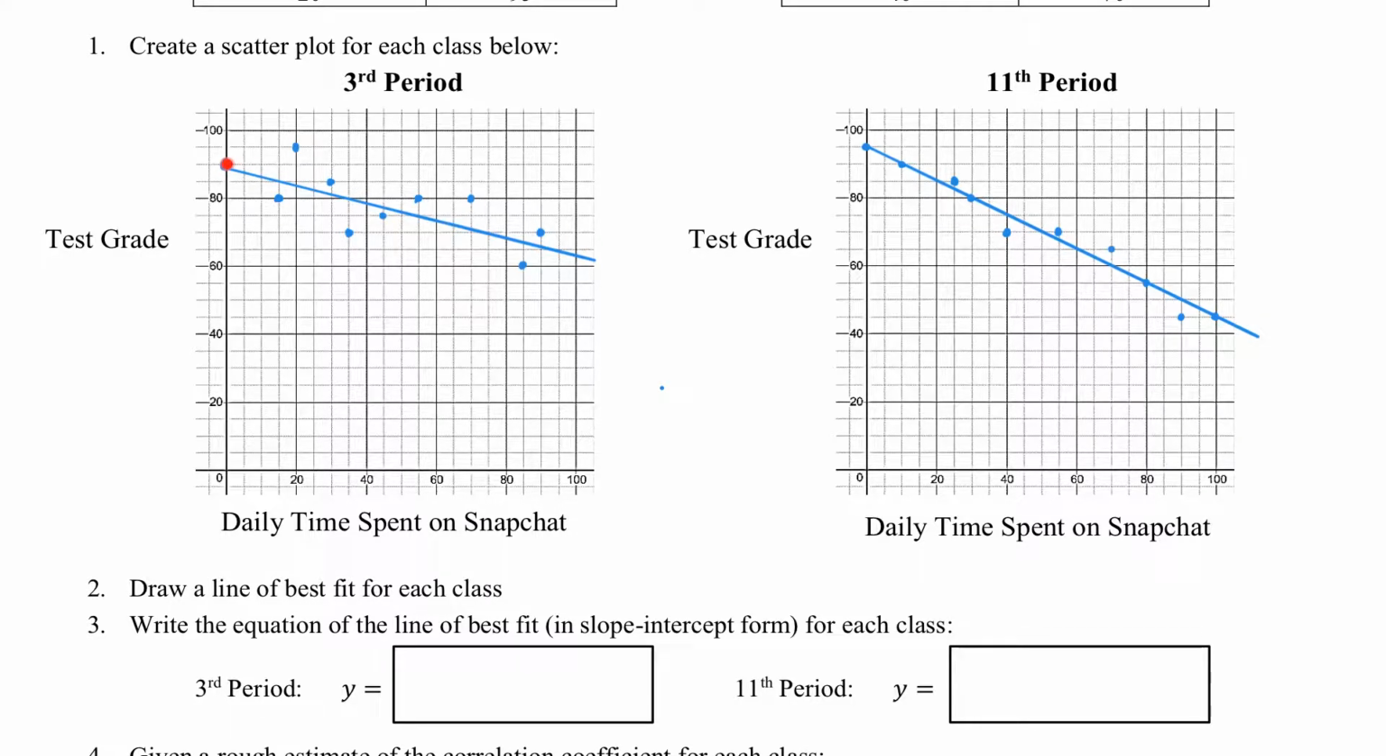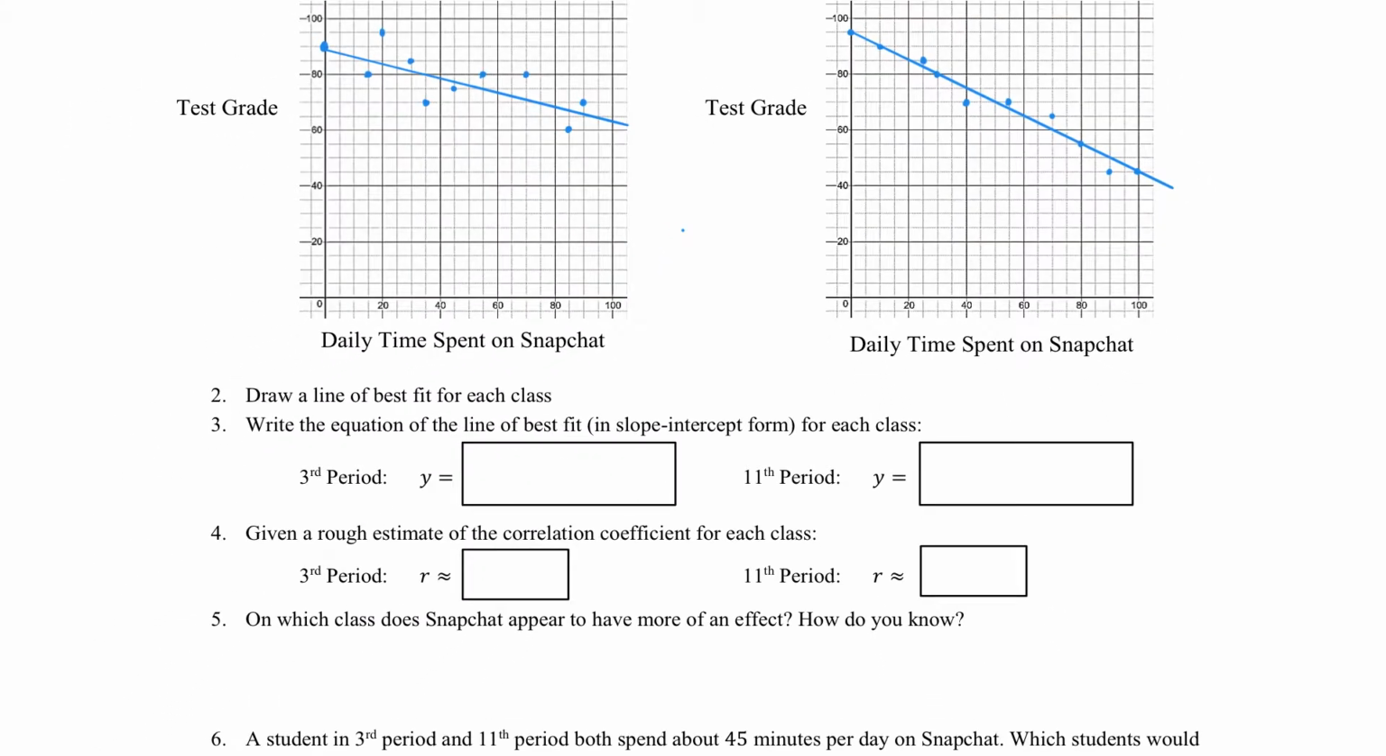The y-intercept for mine, yours may be slightly different, looks like about 90, maybe a little less than that, maybe like 88 or 89. So that's my y-intercept. And my slope looks like about down 1 over 4, roughly. Yours doesn't need to be exactly down 1 over 4, but it should be very close. So I'm going to say y equals negative 1/4 x plus 90. I'm just going to use those round numbers to keep it easy.